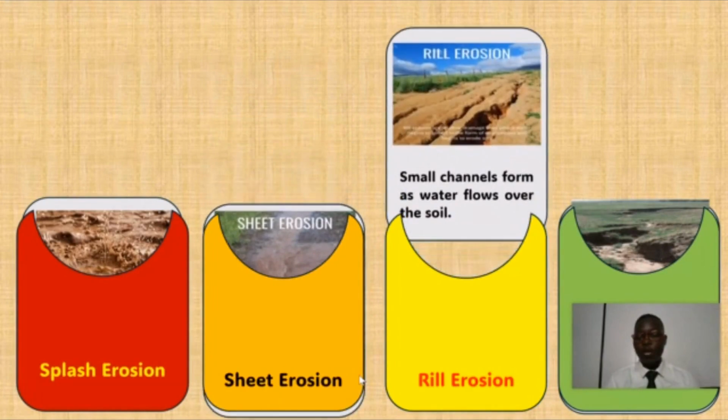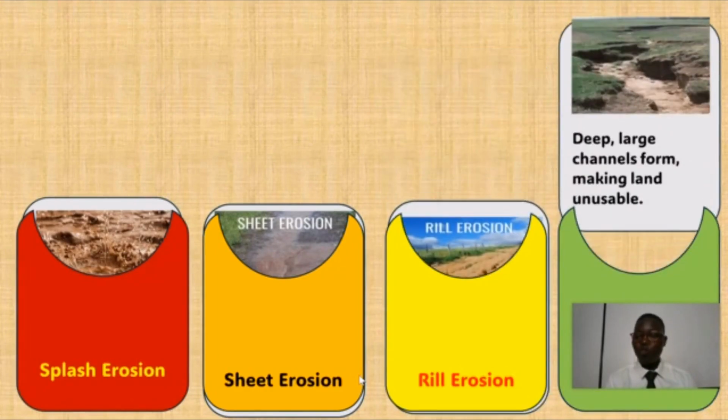Another type of soil erosion is rill erosion. Rill erosion normally occurs when water cuts across the land surface, making small channels. These small channels are called rills, and so the name.